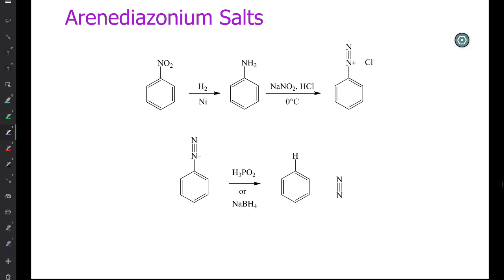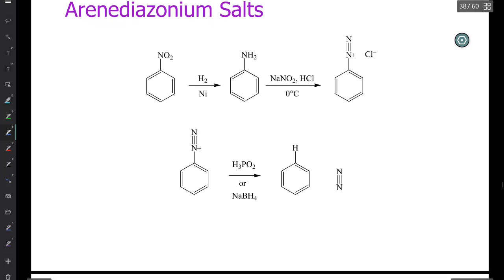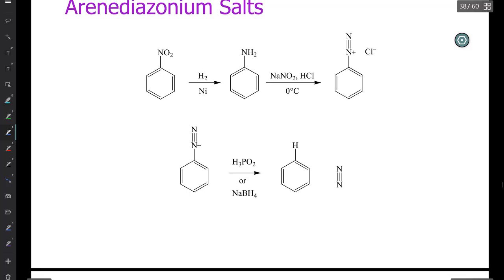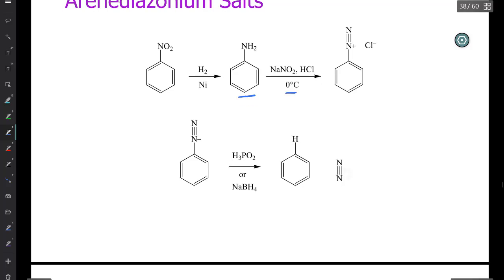So let's go ahead and go over the diazonium salt. Starting with a nitro group, you reduce it into an amine. So that gives us, this is aniline in this case. And then 0 degrees Celsius, so basically it's in ice. It's aqueous with ice, and you add sodium nitrite.